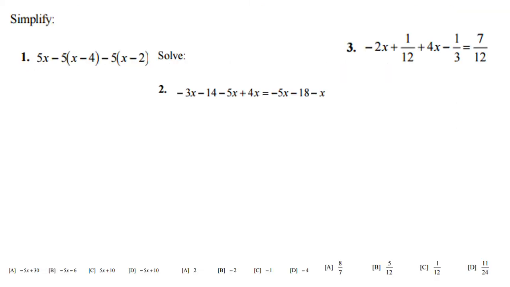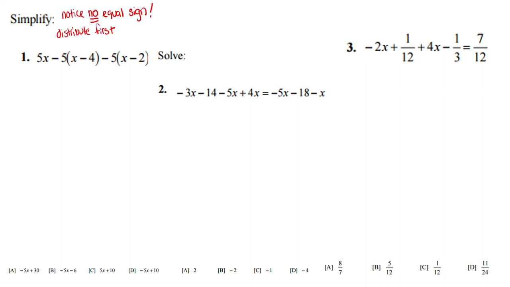Okay, so here are our first 3 questions. The topics on these questions are combining like terms on number 1 with no equal sign. And then number 2, we do have combining like terms on both sides of the equation. All right, so let's get into it.